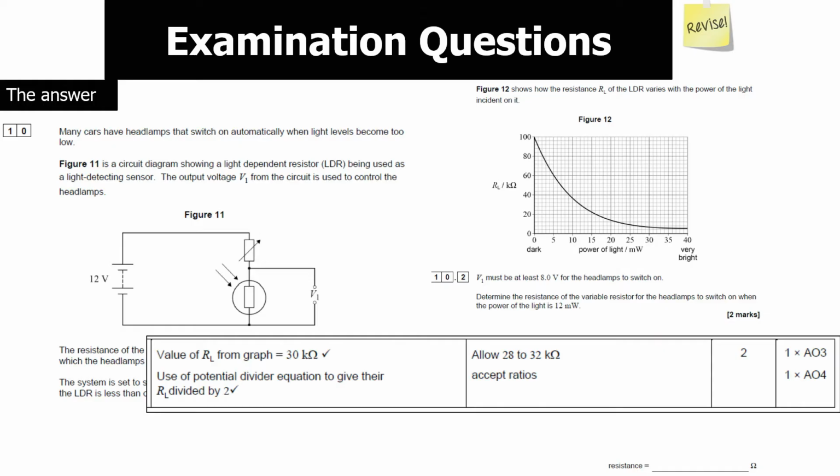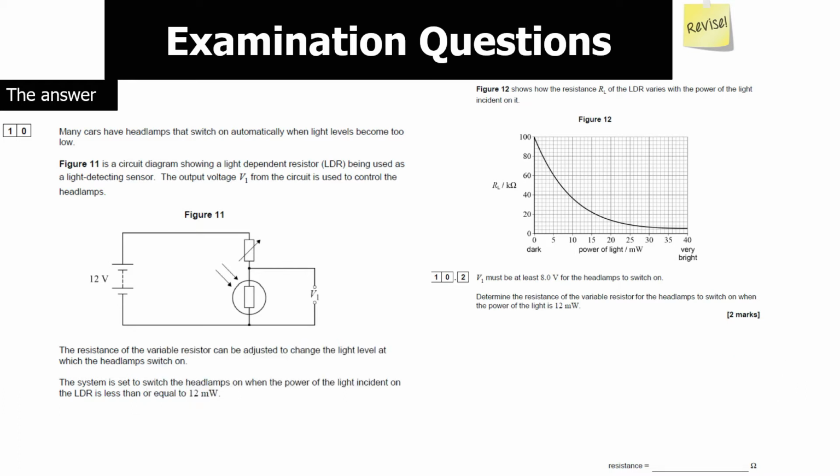So if we go up to 12 milliwatts and across on the graph, we'll see that our value is going to be 30 kilo ohms. So at this point we know that the resistance of RL is going to be 30 kilo ohms. We can then use the potential divider equation.